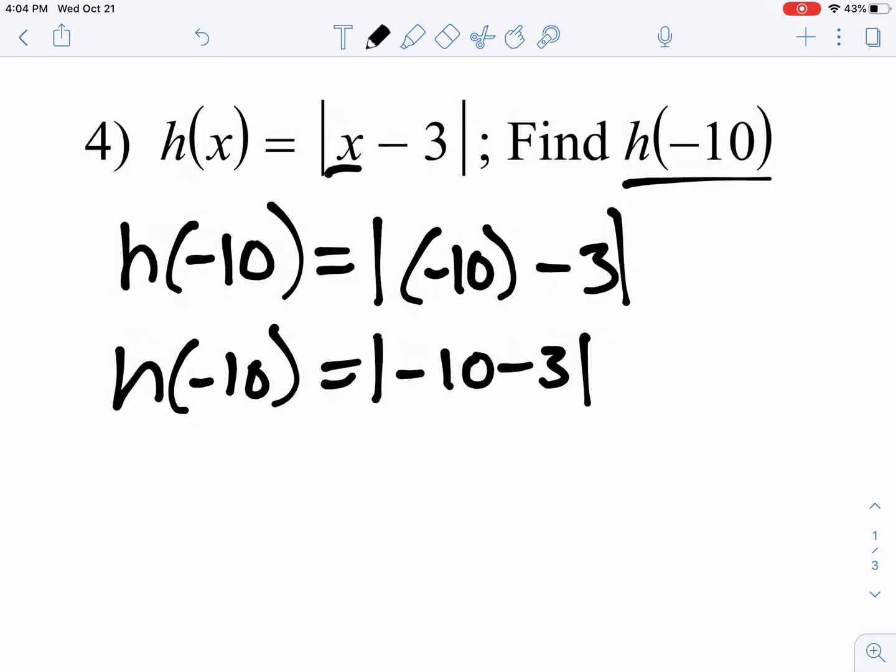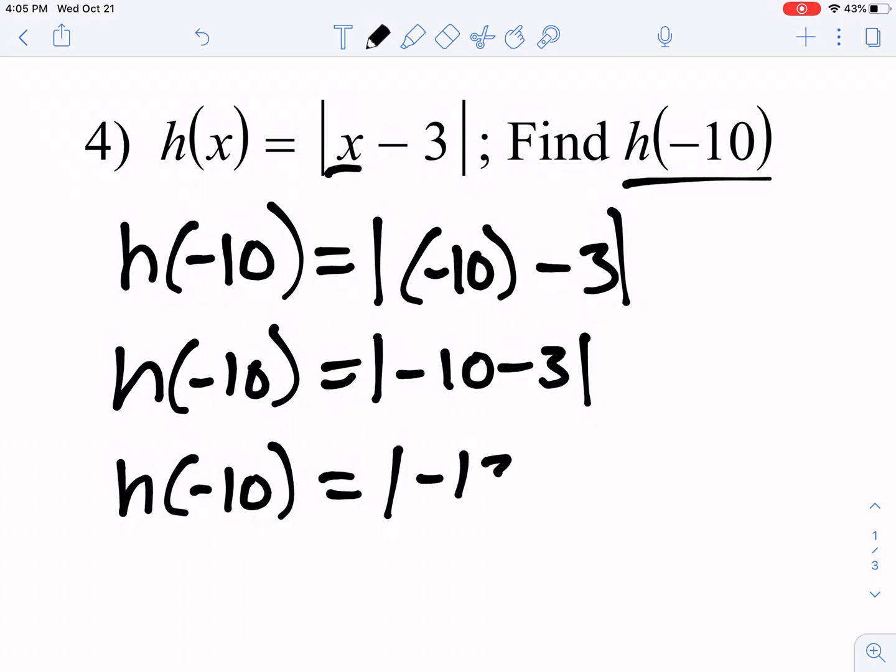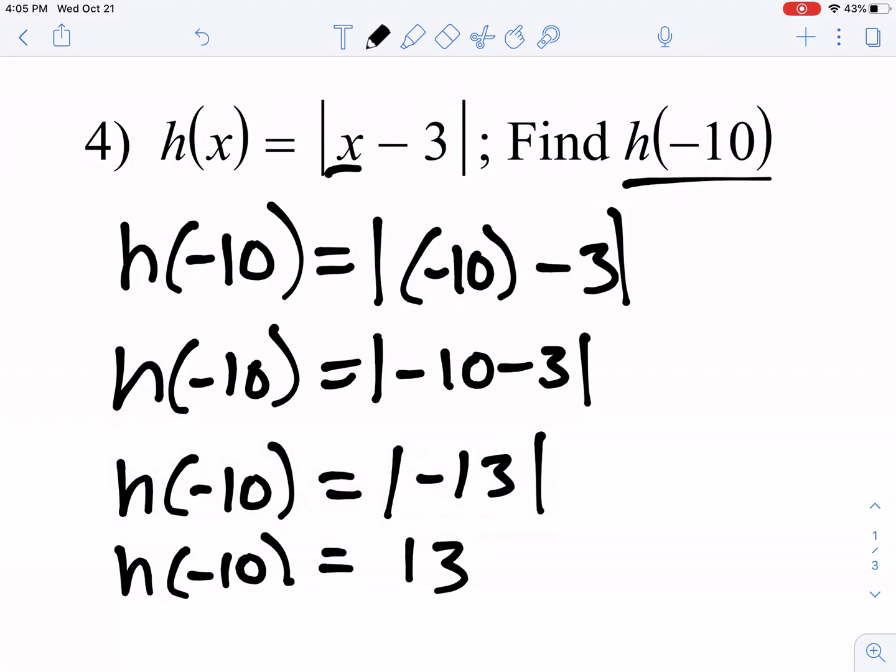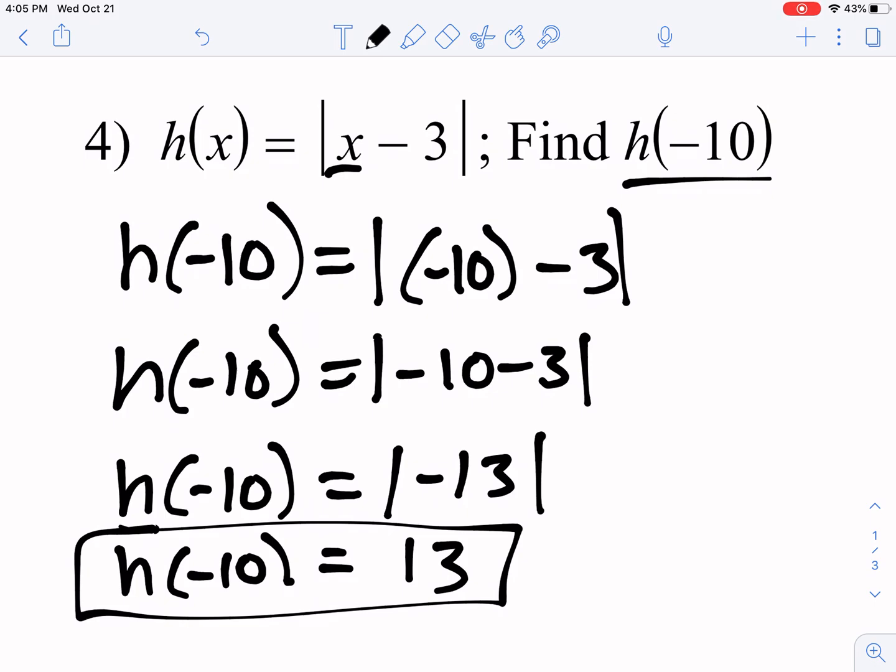Well, a negative 10 minus 3, is that same sign or different sign? That's same sign, right? So we're going to add these two together, 10 plus 3, and keep the sign that they both have. In this case, it's negative. So we have h of a negative 10 equals 10 plus 3 is 13, and then we keep the sign, which is negative. Now, remember, an absolute value is the distance from 0. So our answer is always going to be positive, right? So the absolute value of a negative 13 is 13. Okay, so we get 13. So when my input is a negative 10, my output is 13.